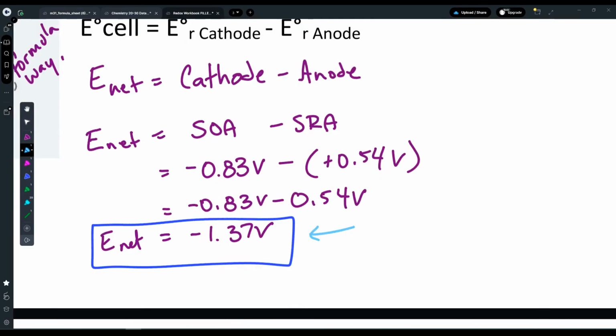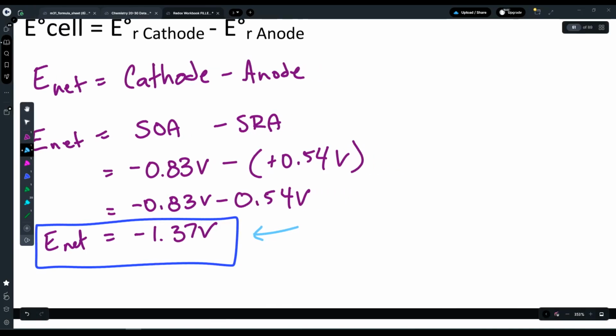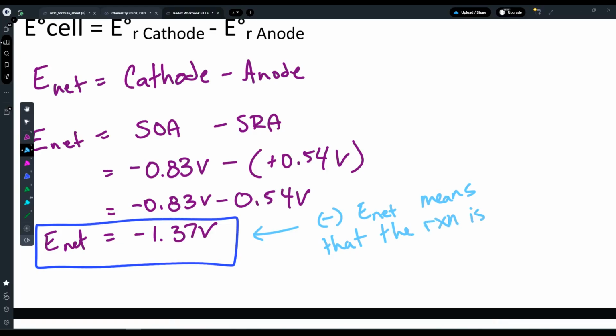a negative voltage is telling you that you're working with a non-spontaneous reaction, and that's how you know it belongs to an electrolytic cell. So a negative electric potential means that the reaction is non-spontaneous. So I'm just shortening that to non-spon.